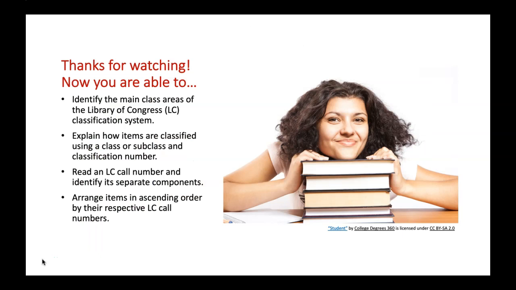Thanks for watching. Now you are able to identify the main class areas of the Library of Congress classification system, explain how items are classified using a class or subclass and classification number, read an LC call number and broadly identify its separate components, arrange items in ascending order by their respective LC call numbers.